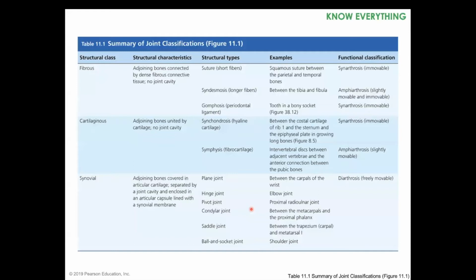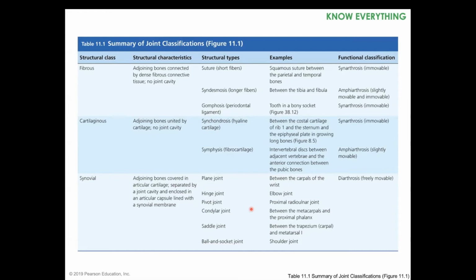So this table shows you how we classify joints based on structure and function, as well as a couple of examples of each. So again, first we have fibrous joints. Fibrous joints are characterized by adjoining bones by dense regular connective tissue, mainly ligaments, and they do not have a joint cavity. The three main types of fibrous joints are sutures, which are made up of short fibers, syndesmosis, which is made up of long fibers, and gomphosis, which is a special type of ligament attaching the teeth to the skull.